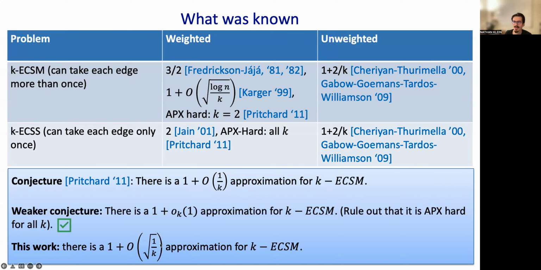The constant here isn't so bad, it's about 5. So this becomes better than 3/2 for sort of modest-ish values of k. One can also compare it to Karger's algorithm. We kind of remove the log n factor.